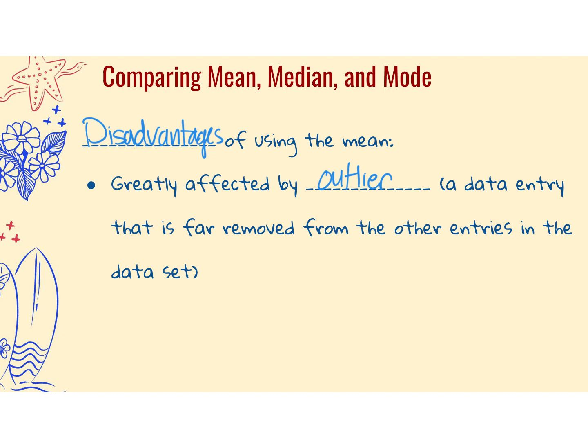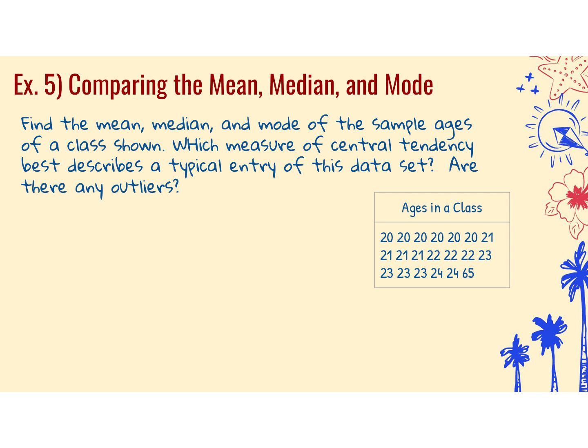So let's look at all 3 of our measures of central tendency in this one group of data. Find the mean, median, and mode of the sample ages of a class shown. Which measure of central tendency best describes a typical entry of the dataset? Are there any outliers? Go ahead, pause the video here, and find the mean, median, and mode for this dataset.